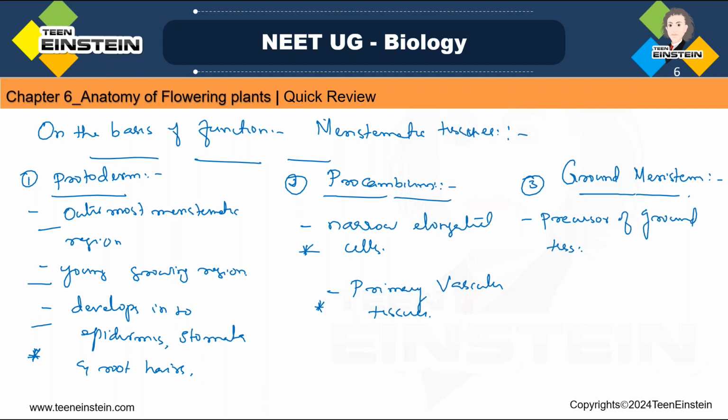Ground tissue system. Clear? So this is the precursor of the ground tissue system, and that is having large and thin walled cells. With large and thin walled cells, this meristem will develop into hypodermis, cortex, pith, and medullary layers. The innermost region, you know that, which is that hypodermis.